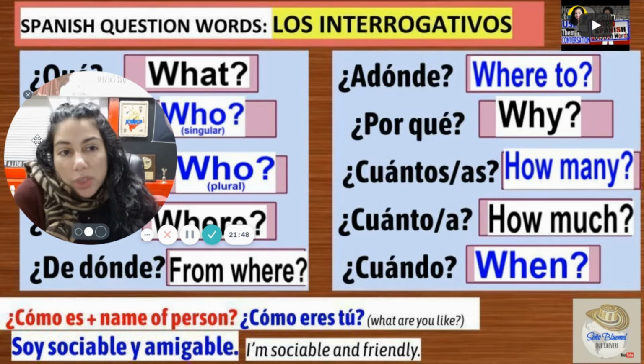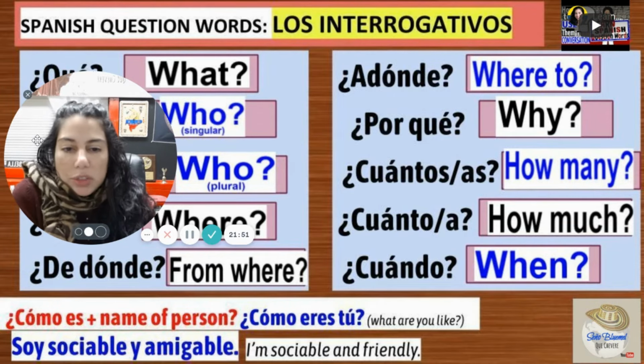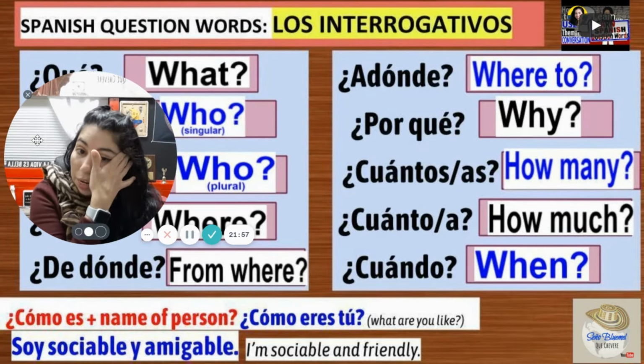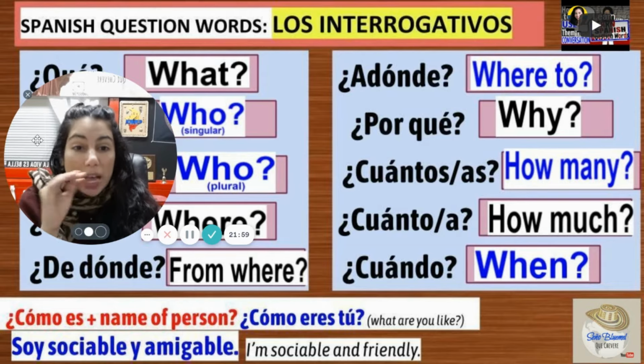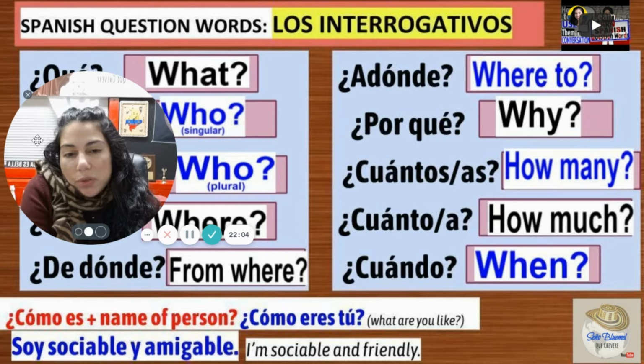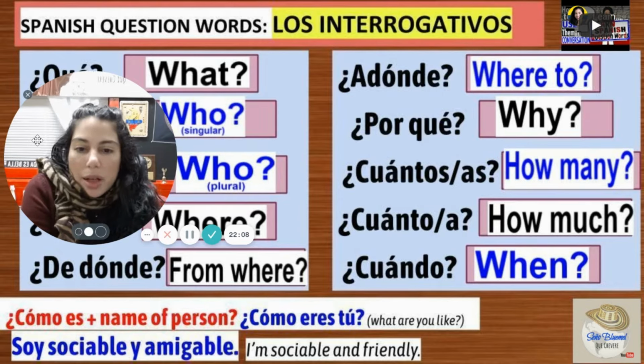And again, if you click on that video, I have the link right there. You can review how to use this in specific questions. But remember that all question words in Spanish have accent marks. So you need to remember that, because if you don't put the accent mark, then it means something else, okay?